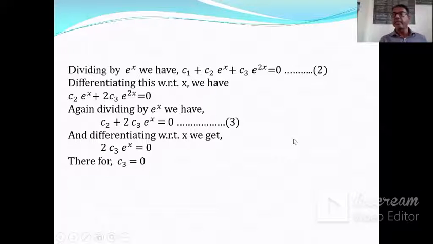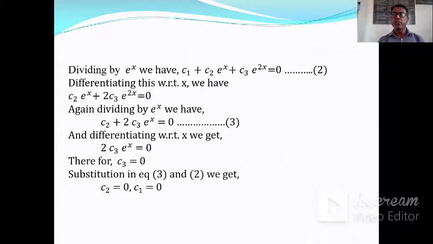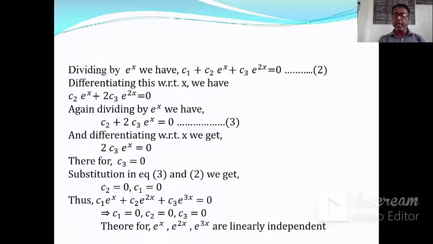This means that from the linear combination C1 e to the power x plus C2 e to the power 2x plus C3 e to the power 3x is equal to 0, we obtain C1 is 0, C2 is 0, and C3 is also 0. Therefore, we conclude that e to the power x, e to the power 2x, and e to the power 3x are linearly independent. Do you understand this example?